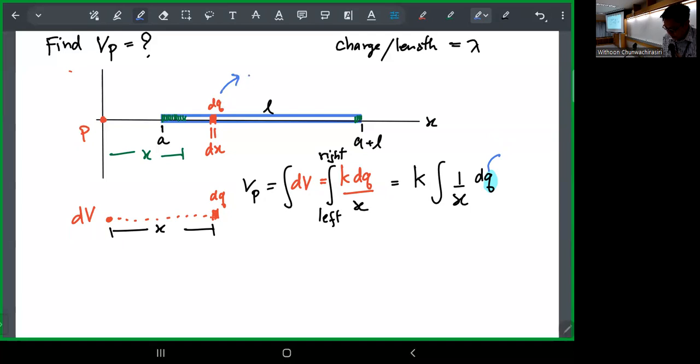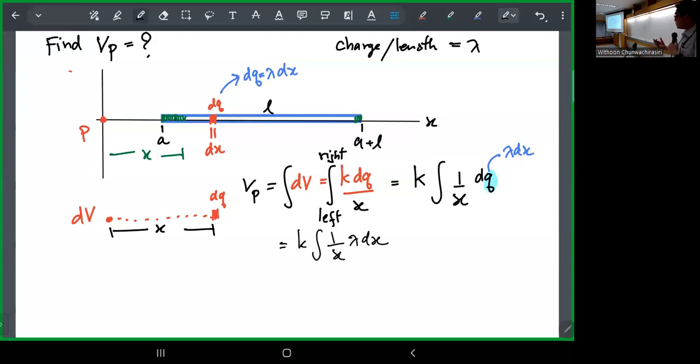If you try to connect between the dq and the dx, that factor is just the lambda, because the lambda is charge per length. So if you know that the length in consideration is dx, and you want to know how much charge is inside that dx, then all you need to do is multiply by the lambda. Lambda is just a charge density, per length. So the length is dx, multiply the lambda with the dx, and you get back the amount of charge inside that dx interval. So that's good. That means I can turn this integral into the integral of 1 over x, lambda dx.